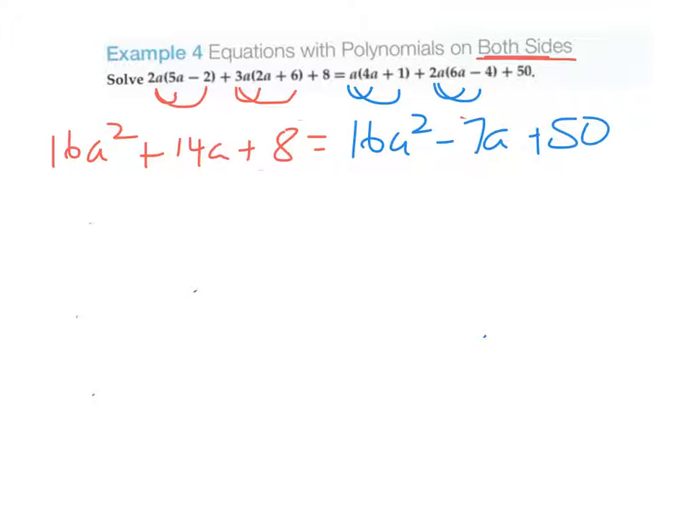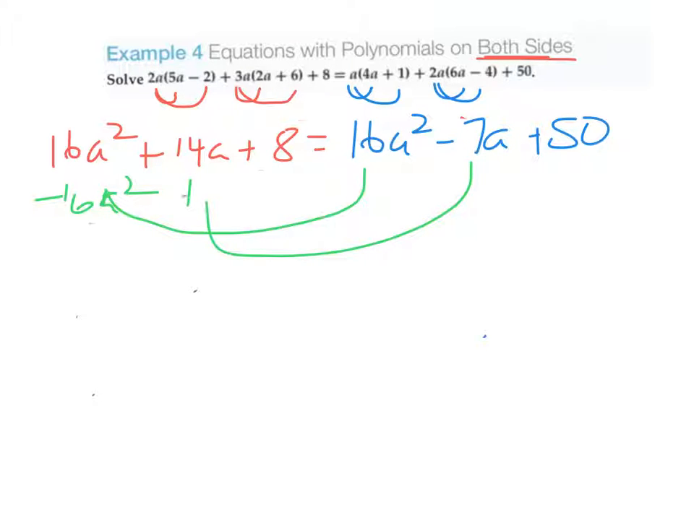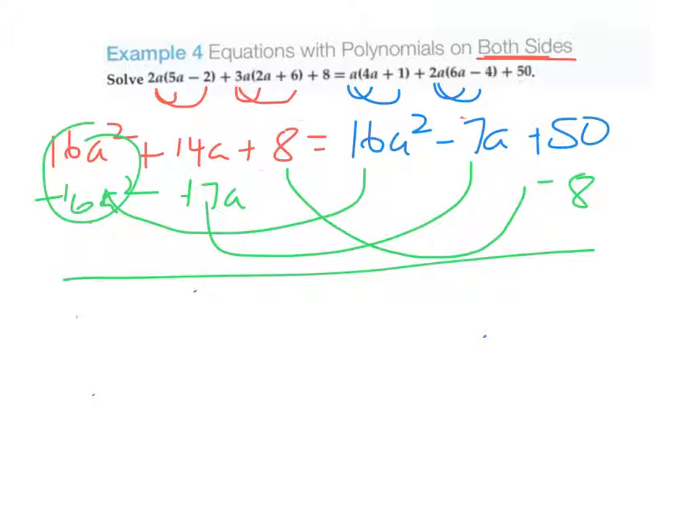So after simplifying each side, now I'm just going to move things to one side. So I'm going to move this over. And when I move it over, it becomes a negative 16a squared. I'm going to move this over, so when I move that, it'll be plus 7a. And I'm going to move my numbers the opposite direction, so it becomes a minus 8. So after I move this, it becomes 0, and positive 7a and 14a is 21a. And then my numbers would be 42.